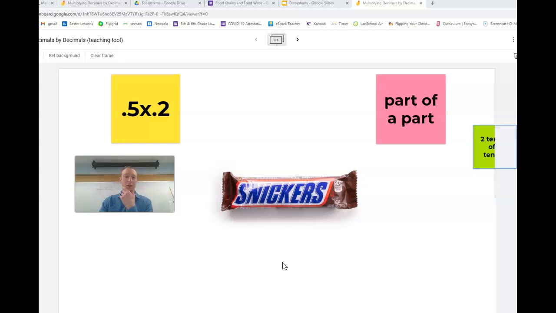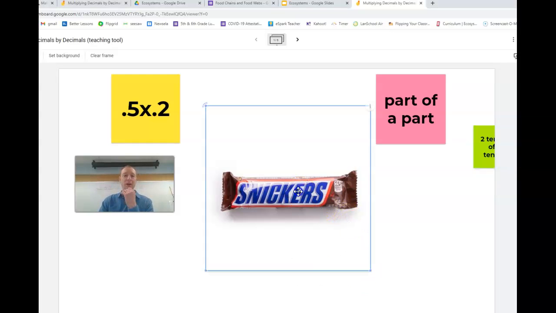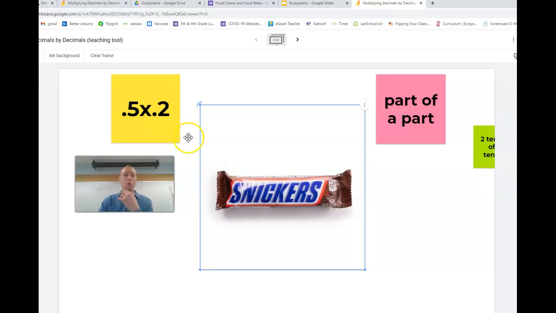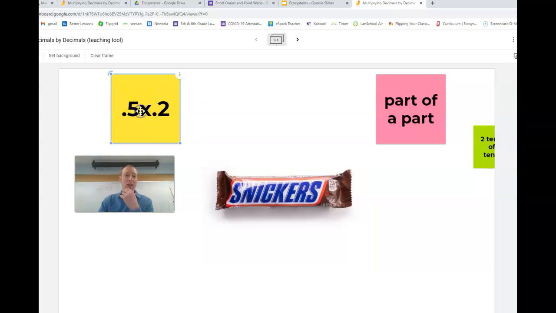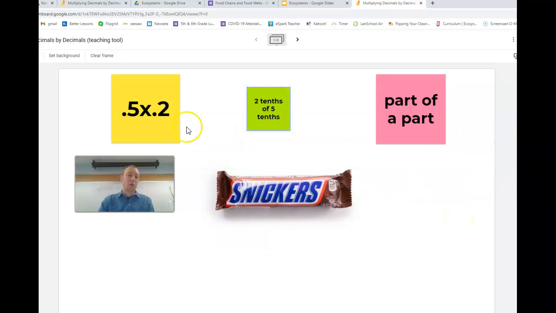All right? So we're going to start by looking at the Snickers bar. Now, the first thing you have to understand when you multiply decimals is you're going to end up with a much smaller answer. Why? Because you're taking a part of a part, a piece of a piece. In this case, we got 5/10 times 2/10. So in reality, what we're doing is we're looking at what is 2/10 of 5/10. What's this little piece of this little piece?